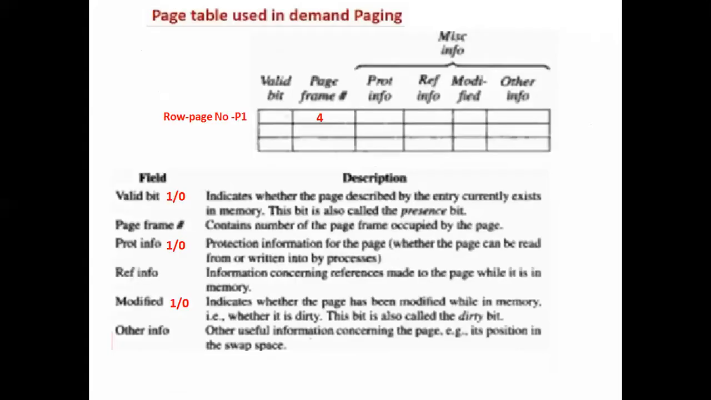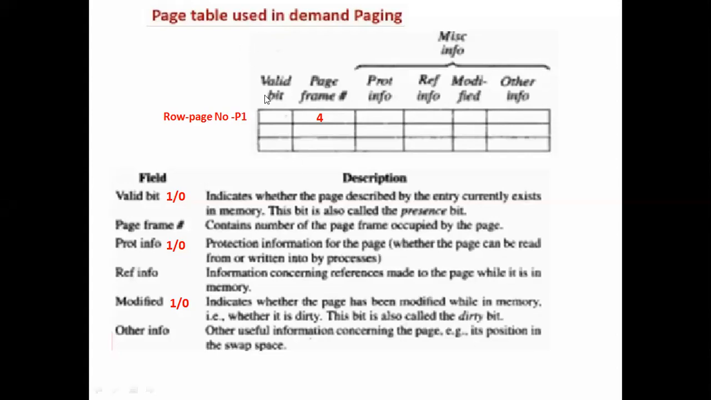For the implementation of demand paging, I need to use something called a page table, having these many fields. What is the first field here? The first field is the valid bit. As the name itself indicates, it shows whether that particular page is present in the main memory or RAM or not. If the page requested by the CPU is present in the RAM, this valid bit will be set to 1. This 1 indicates that the requested page is currently available in the RAM.